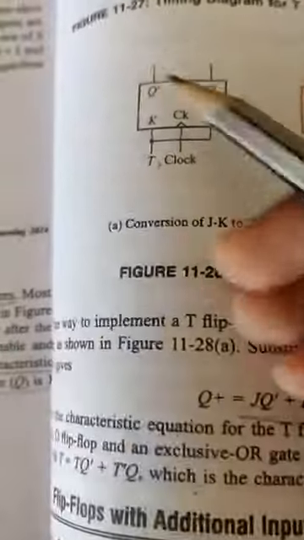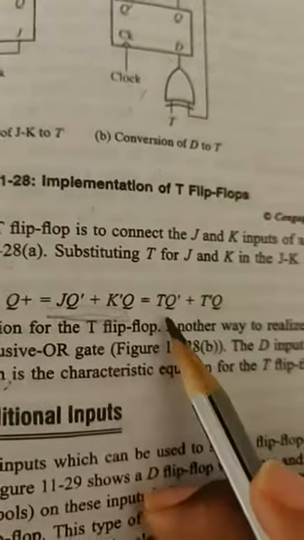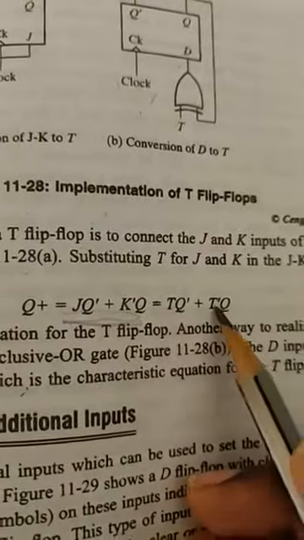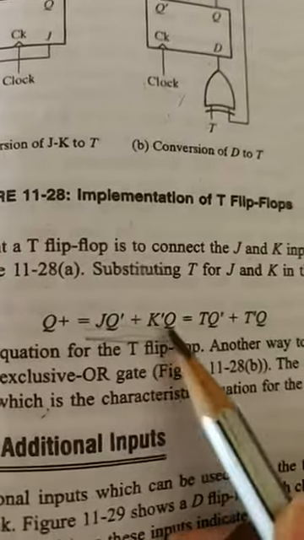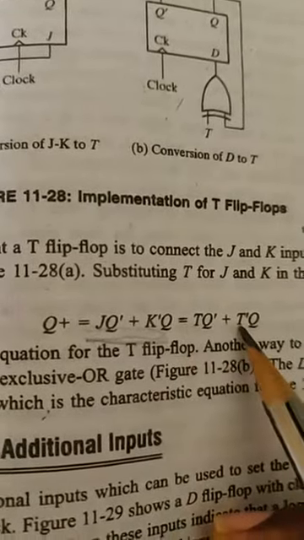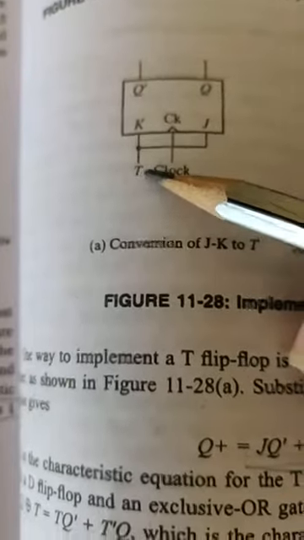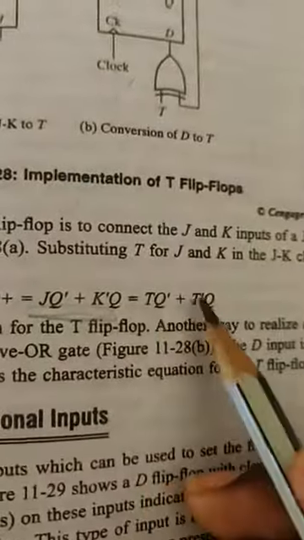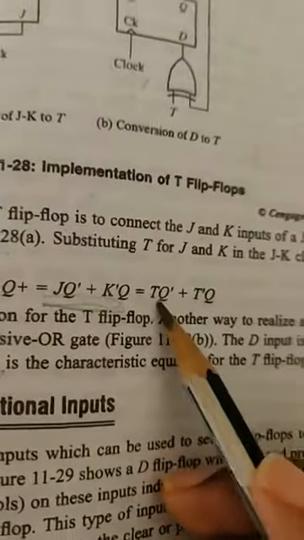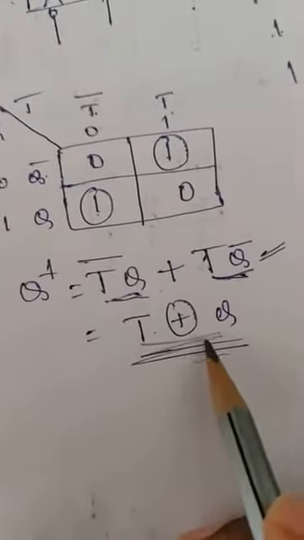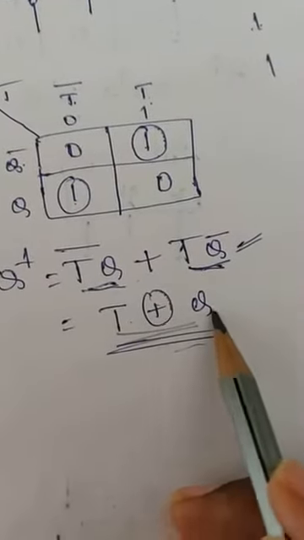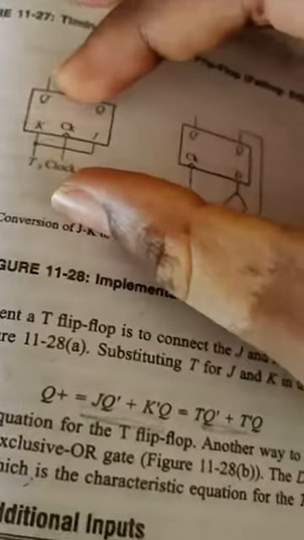So when you connect J and K to the T, replace both J and K with T. So T Q bar plus T bar Q. I have just replaced J and K with T and T bar because I am connecting both J and K to the T, a single common input. This can be written as T Q bar plus T bar Q, which is T exclusive OR Q. So this is how you are supposed to convert JK flip-flop to T flip-flop.